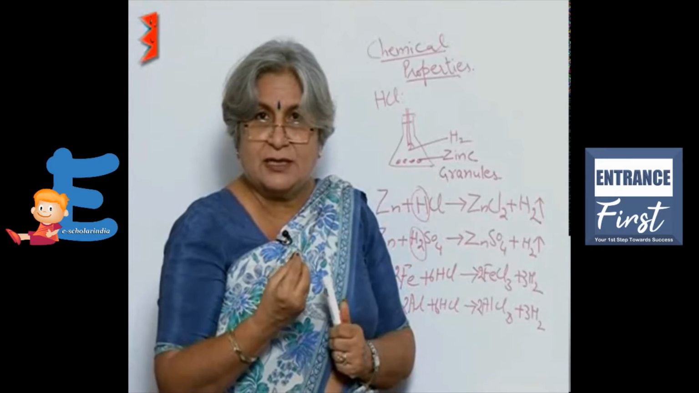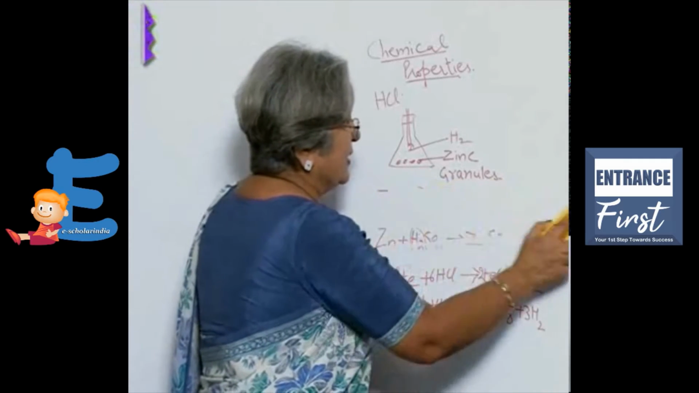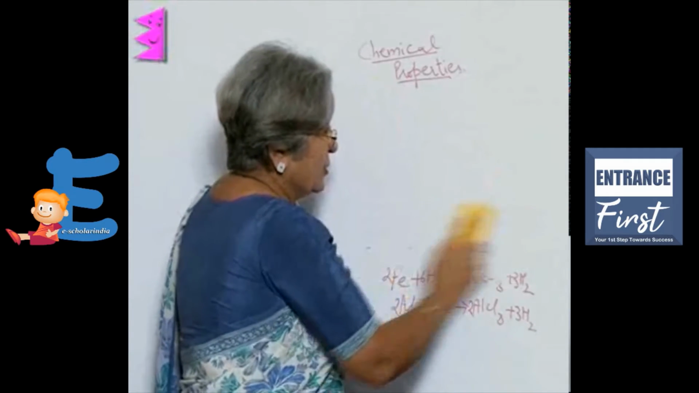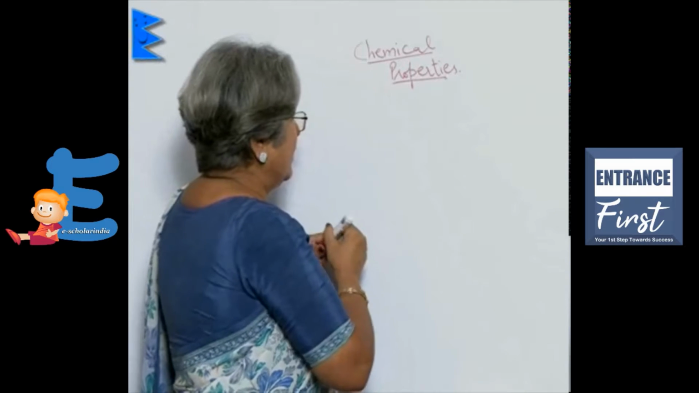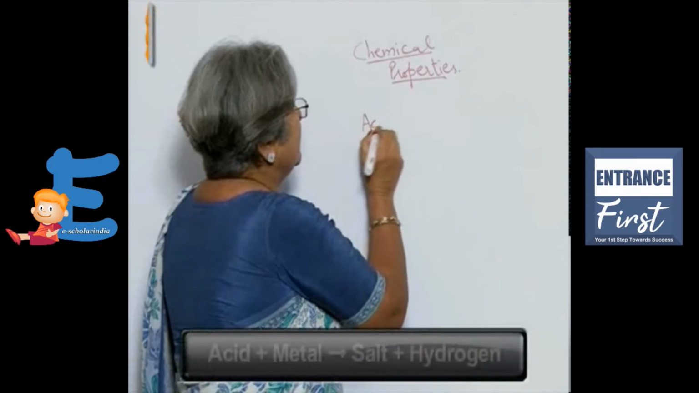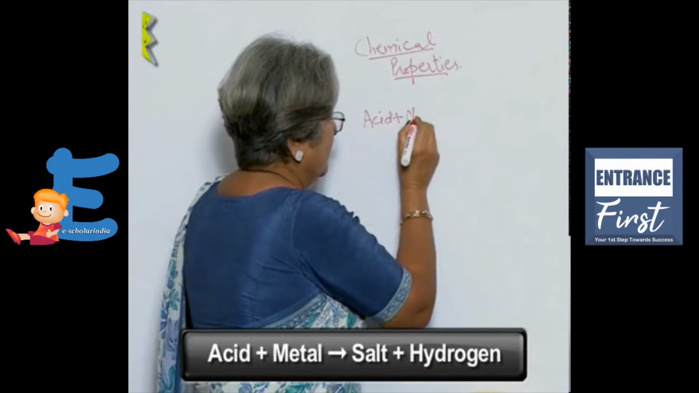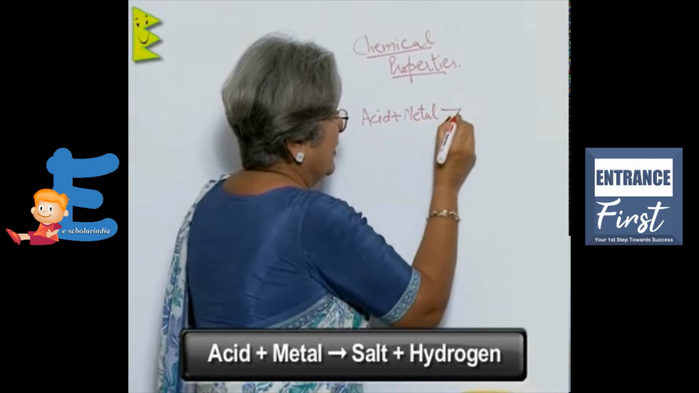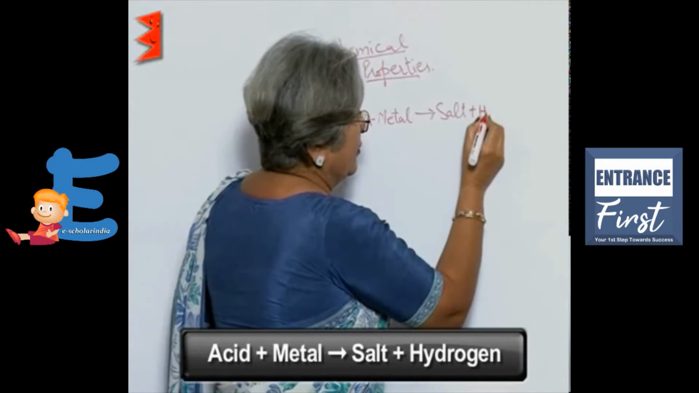So this shows that whenever acid and metal combine with each other, what we get is salt and hydrogen. So the general equation will be acid plus metal gives us salt plus hydrogen.